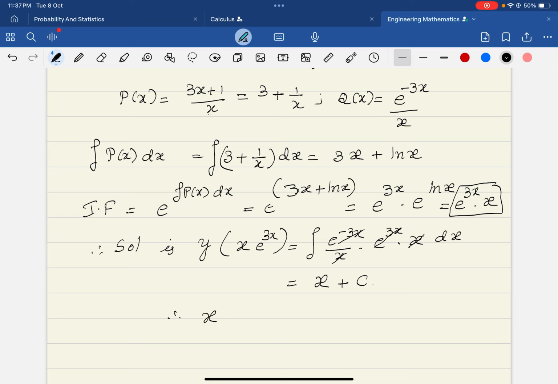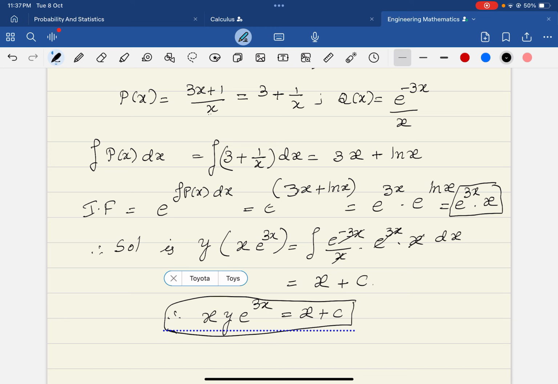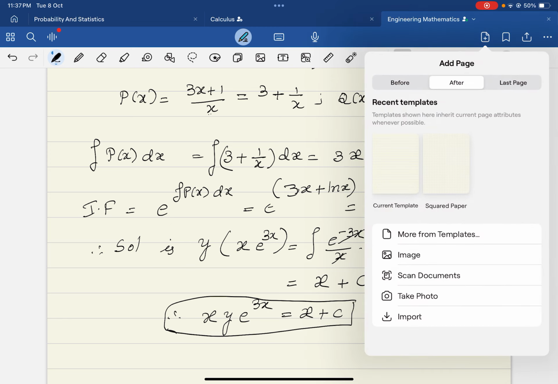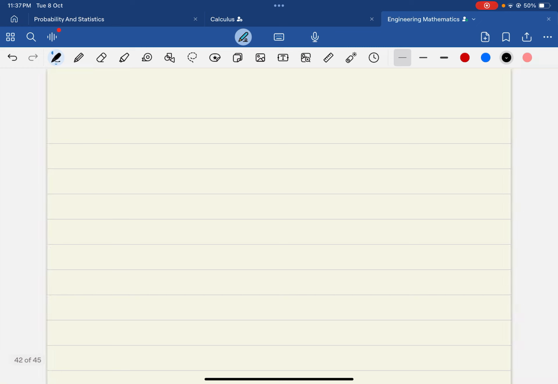Therefore, what is the general solution? x y e raised to 3x is equal to x plus c. So, this is the solution. This is how to find the solution of this problem. Now, let us go to the third problem.